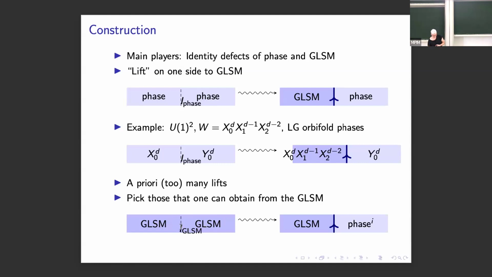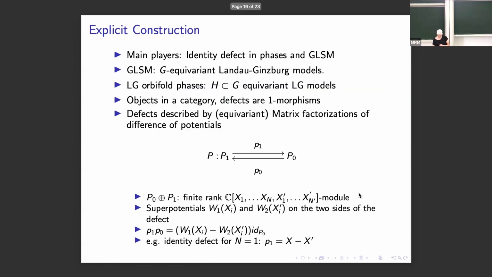Okay, so this is the strategy, and now we are in a setting where we know what this is, we know what this is, and then we have to see how to get these things. Okay, so there's some explicit construction. I will just say a little bit about this. So the main players are just identity defects in phases and gauge linear sigma model, and we can write them down. We regard the gauge linear sigma model as a G-equivariant Landau-Ginzburg model. And then let's look, for example, at Landau-Ginzburg orbifold phases. There we just break this G to some discrete subgroup and eliminate some of the fields. So we just need to talk about defects or identity defects in different Landau-Ginzburg models with different equivariance groups.